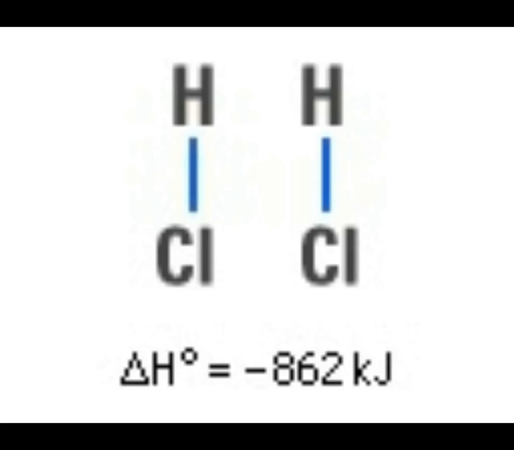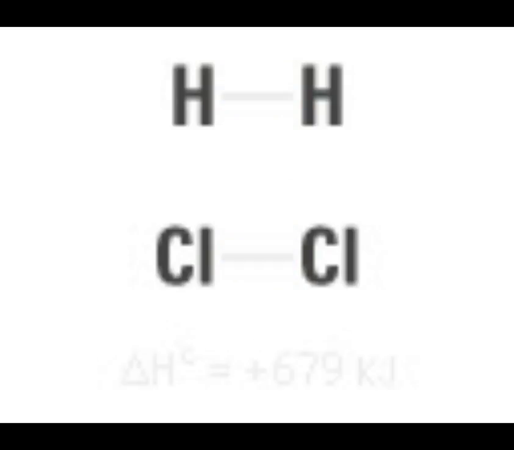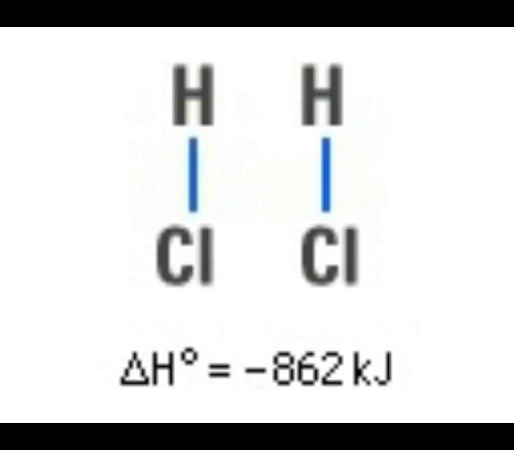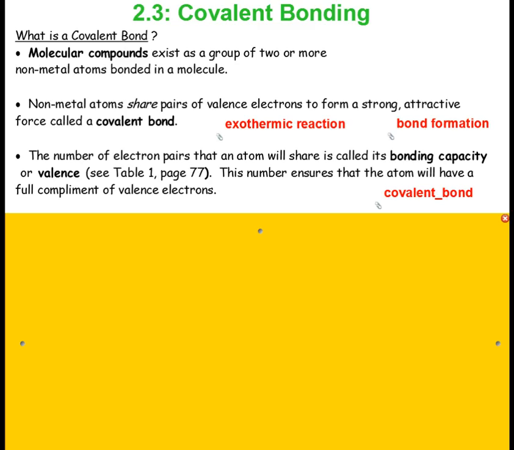Hydrogen and chlorine react to form hydrogen chloride. Because the total energy of the broken bonds is less than that of the bonds formed, the overall reaction is exothermic.